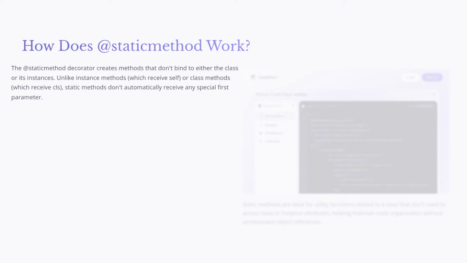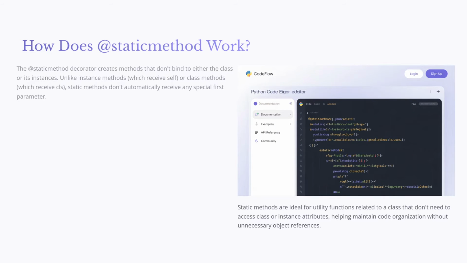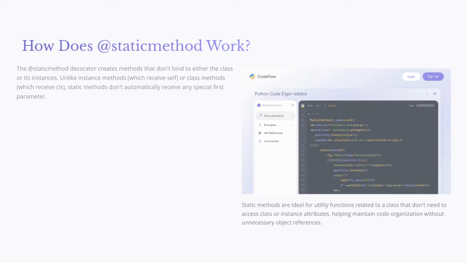So in this video, we are going to look at how the static method actually works in Python. The static method decorator creates methods that don't bind to either the class or its instances. Unlike instance methods, which receive self, or class methods, which receive cls, static methods don't automatically receive any special first parameter. So static methods are ideal for utility functions related to a class that don't need to access class or instance attributes, helping maintain code organization without unnecessary object references.